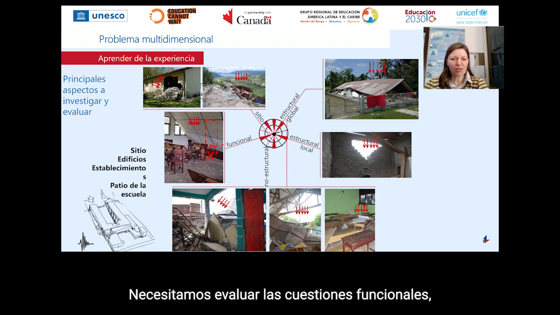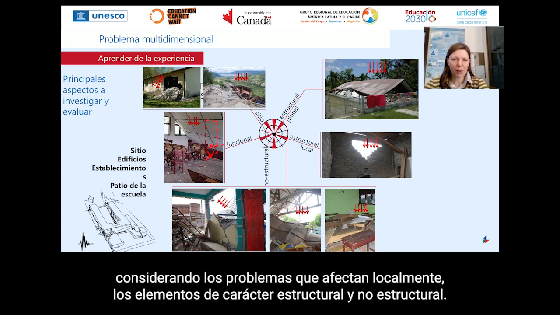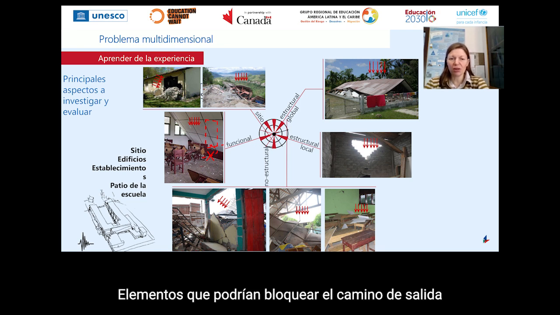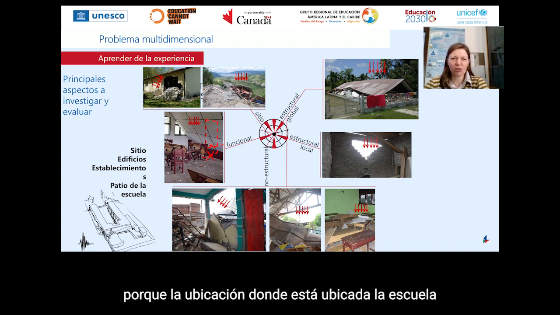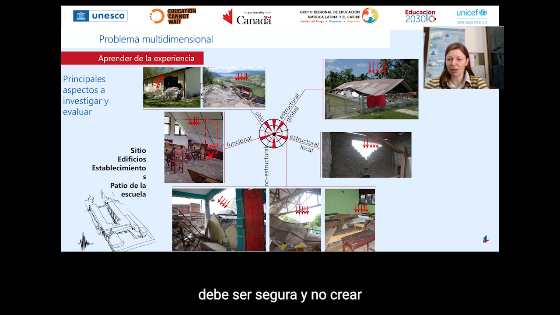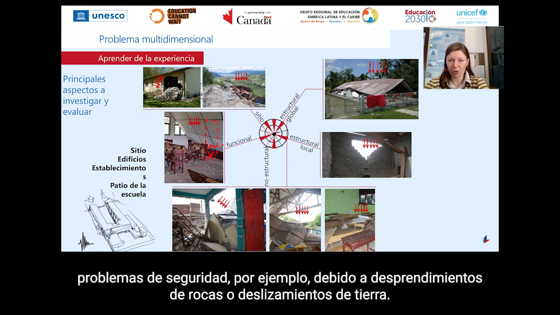We need to assess the functional issues, considering the problems that local faults of structural and non-structural elements could cause on the egress path from the building to a safe area. And finally, it is important also to assess the site problems, because the location where the school is positioned should be safe and not create safety problems, for example, because of rock falls or landslides.